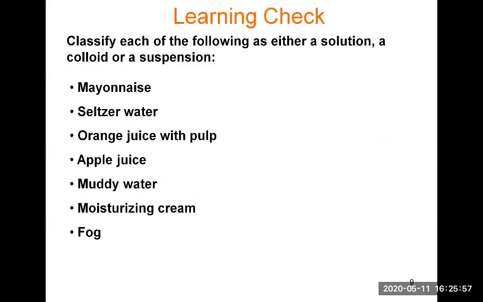So mayonnaise. Mayonnaise is a colloid, because mayonnaise is opaque, right? So it's not a solution. Particles are large enough to make the mixture opaque, right? But if you try to filter mayonnaise, it still stays homogenized, and you cannot separate the components of mayonnaise. It stays very homogenized. So that is a colloid.